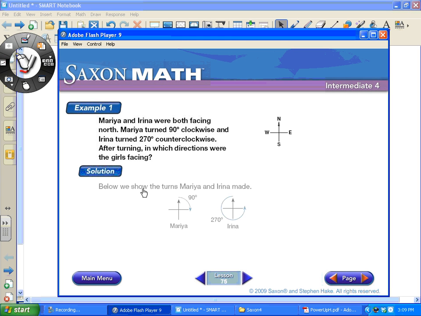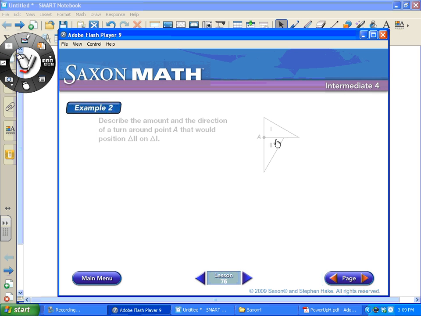How cool. It says after turning, in which directions were the girls facing? Below we show the turns Maria and Arena made. Here's Maria's. She was facing north, 90 degrees clockwise. Now she's facing east. Arena, look, she went counterclockwise, 90, 180, 270 degrees, and they end up facing the same way, east.